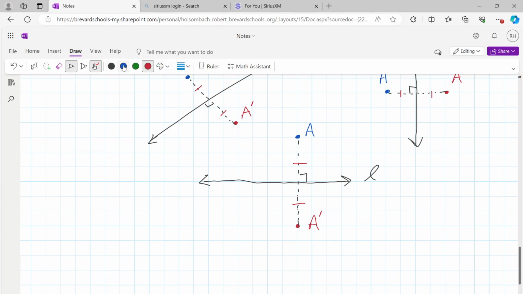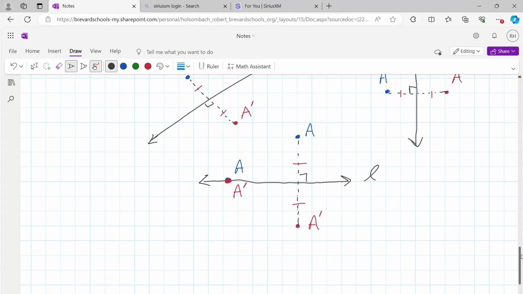Now, if the pre-image, let's say that the pre-image is right here, it's on the line, and we're going to reflect it in line L. Well, if the pre-image is on the line, then when you reflect it in line L, the image is also on the line. Because if there's no distance from the pre-image to the line, then there's no distance from the image to the line. All right? So that's reflecting a point in a line.